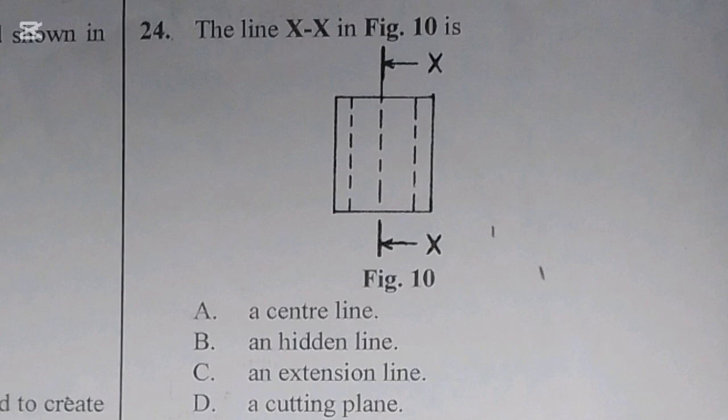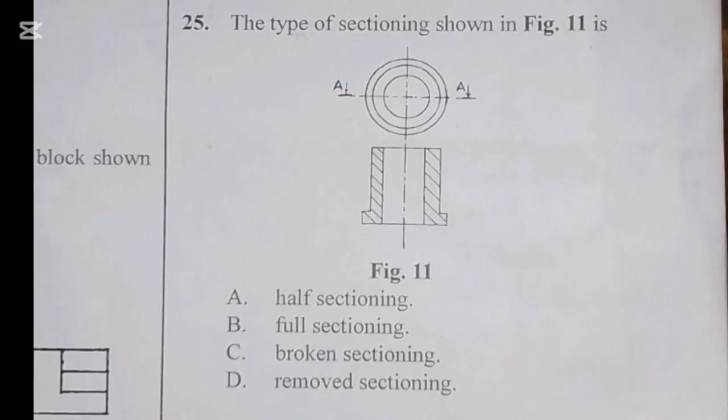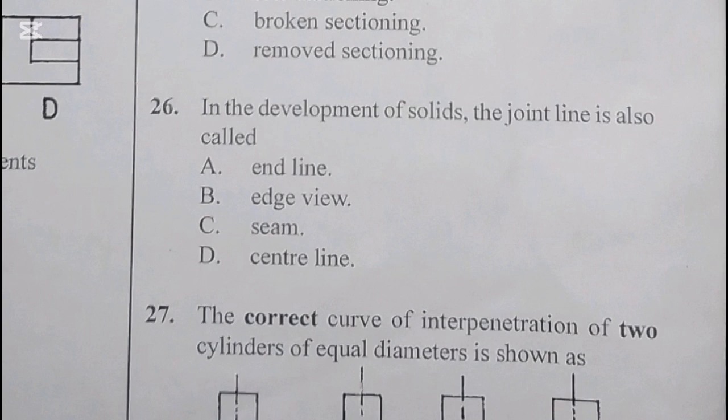Then question 24, the line XX in figure 10 is, D, that is the cutting plane. Then 25, the type of sectioning shown in figure 11 is full section. It is section all through. Then 26, in the development of solid, the joint line is also called seam. That is C.